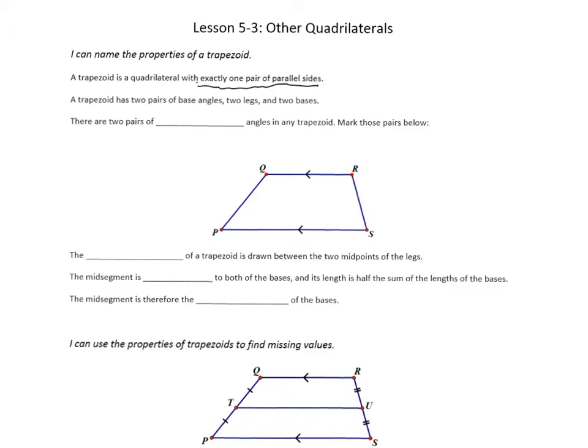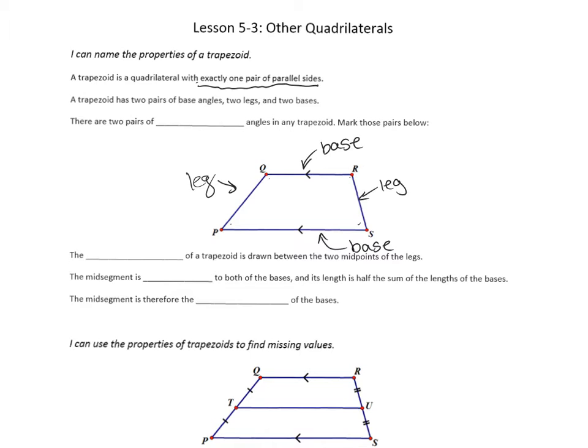Our trapezoid has two bases, and our bases are always parallel. So here's one of my bases, and this is the other. Each of those bases has a pair of base angles. So Q and R are base angles, and P and S are a pair of base angles. And we have two legs. The legs are the sides that are not bases. So this guy here is a leg, and this guy here is a leg.